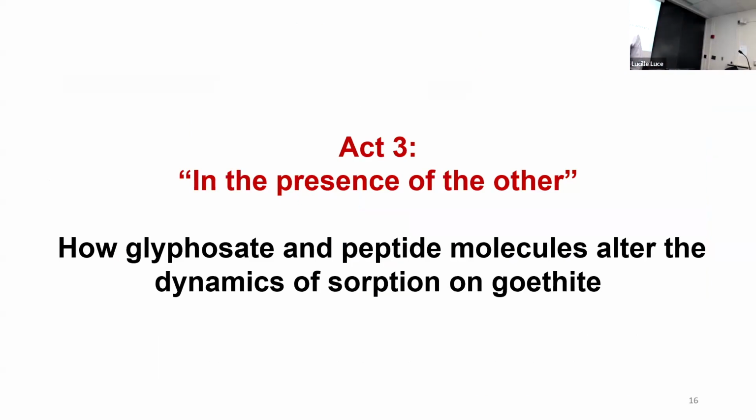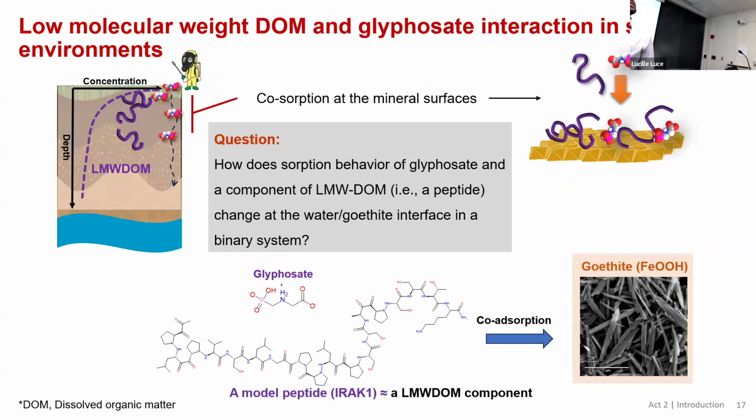Act 3. In Act 3, I have a different question. In this question, I'm looking at low molecular weight this time. Polysaccharide is a high molecular weight compound in soil. But I wanted to know how low molecular weight dissolved organic matter can interact with glyphosate and how it changes their adsorption and retention. So I made a binary system this time. I mixed them together and let them adsorb.